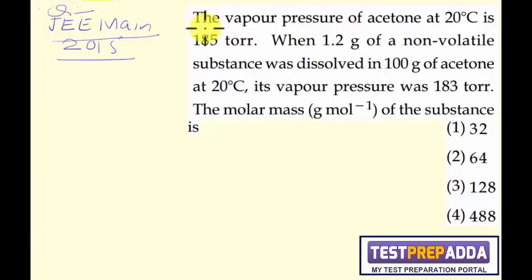Question says the vapor pressure of acetone at 20 degrees Celsius is 185 torr. When 1.2 gram of a non-volatile substance was dissolved in 100 gram of acetone at 20 degrees Celsius, its vapor pressure was 183 torr. The molar mass of the substance is. Different options given are 32, 64, 128 and 488.